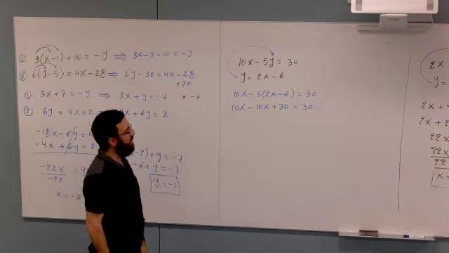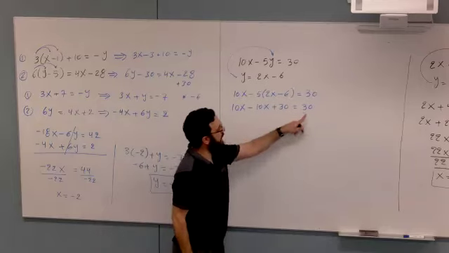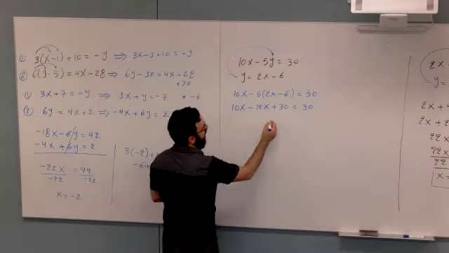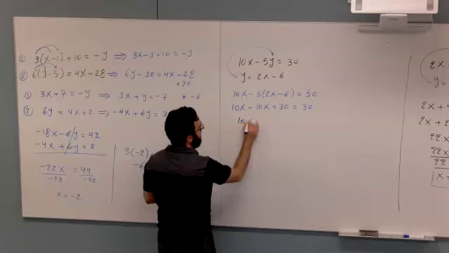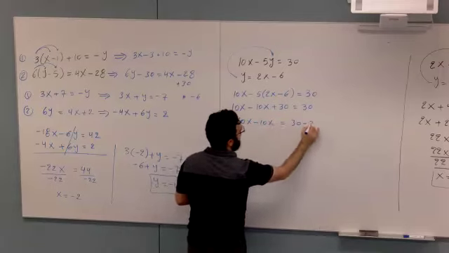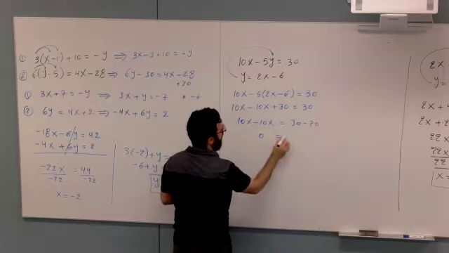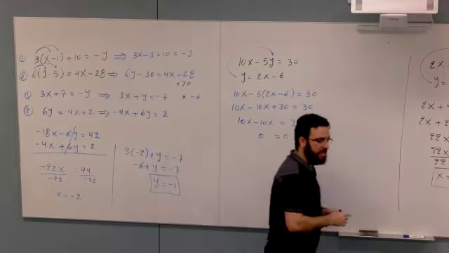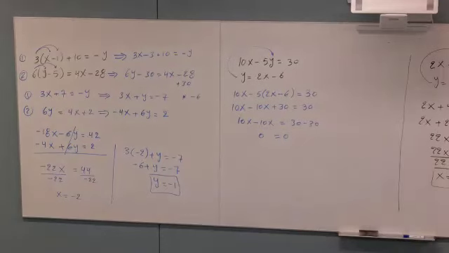Because if you move this one to this side, it's going to be 10x minus 10x equals 30 minus 30. 0 equals 0. Yes or no? What's that mean? Say any notes? Oh. Write down this note. I think they mentioned it somewhere in the notes.